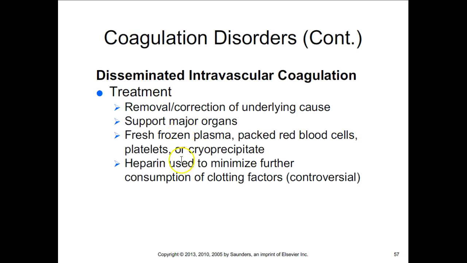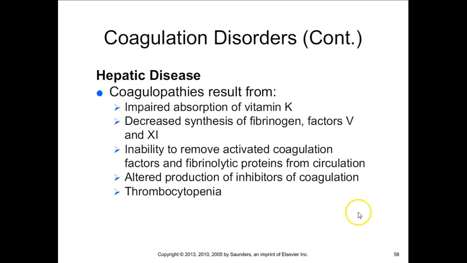If not, right, supporting of major organs, fresh frozen plasma, right, platelets, and then maybe use of heparin to further consume the clotting factors is sort of a controversial type of treatment because it kind of feels like it's making it worse, but eventually what it's trying to do is really kind of regulate. Remember, let the homeostasis try to take over.